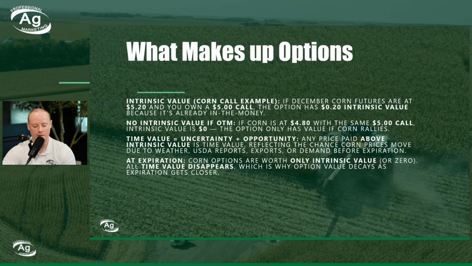So what makes up options? You have two things. You have intrinsic value and you have time value. Intrinsic value is going to be, for example, if December corn futures are trading at 5.20 and you own a $5 call, which is the right to own corn at $5, not the obligation, the option has 20 cents of intrinsic value because it's already in the money.